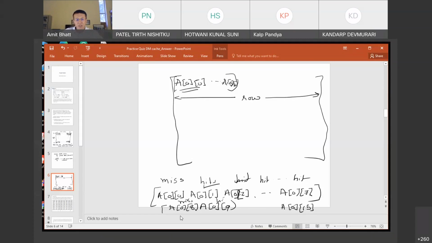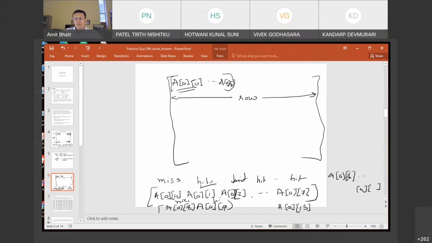The next one to miss is A016. That is the next miss. And when you get this, you want to get the whole block, not just this element, and the last number would be A0. Come on, someone help me out. 23. Correct. So that would be the last element. So A016 would be a miss, but then A017, A018 up to A023 would be a hit. So now you are getting an idea.